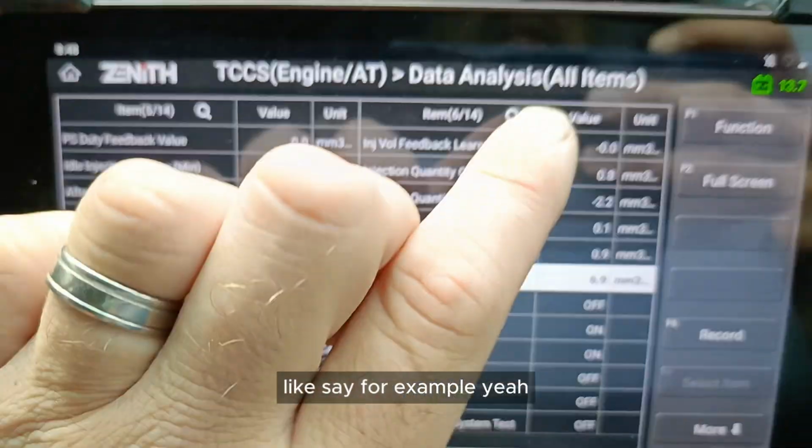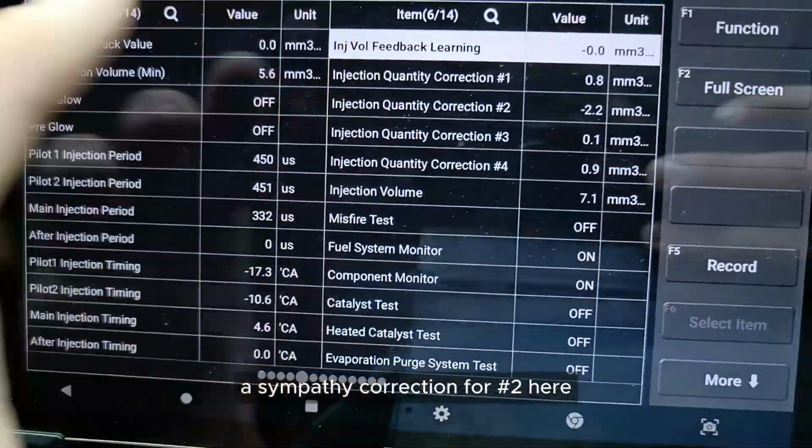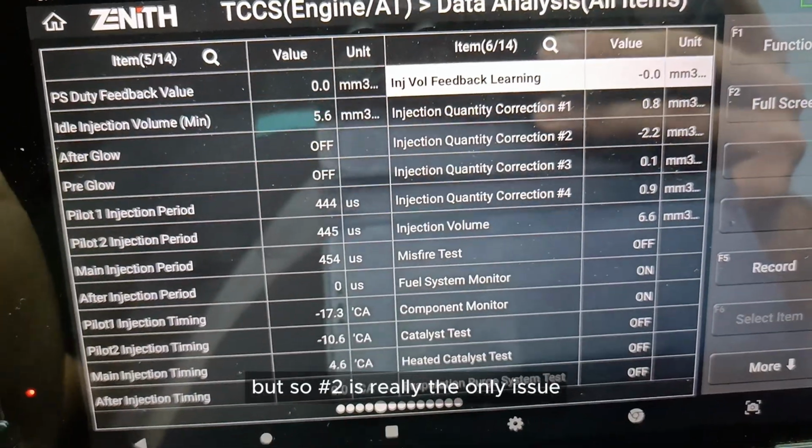So, for example, the rest of these are okay. Number 4 is going to be a sympathy correction for number 2 here. But number 2 is really the only issue.